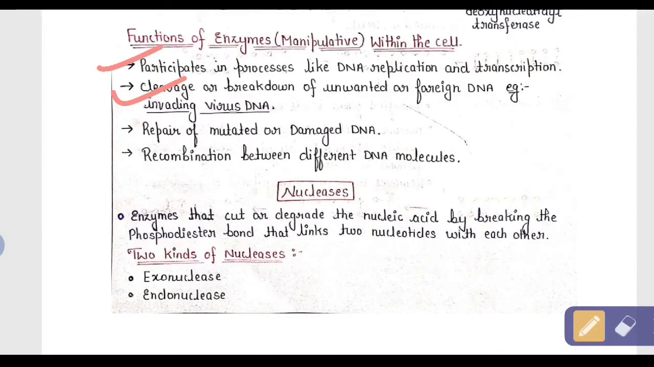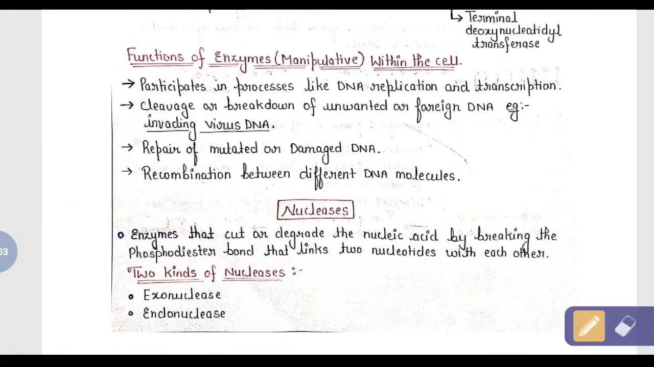Okay, then we have certain enzymes which are involved in the repair of mutations or damaged DNA. Then we have enzymes which are involved in the recombination of different DNA molecules. Okay, so these are the basic roles of these enzymes in the cell. So the first enzymes that we are going to discuss are the nucleases.